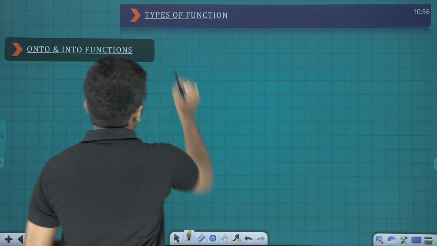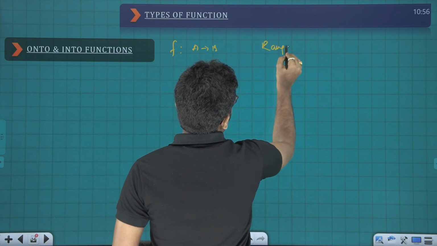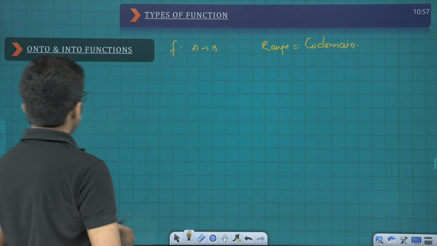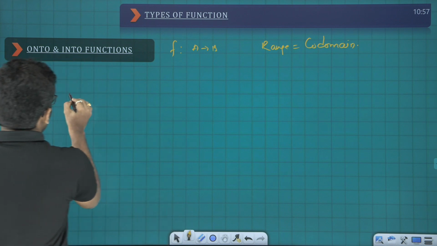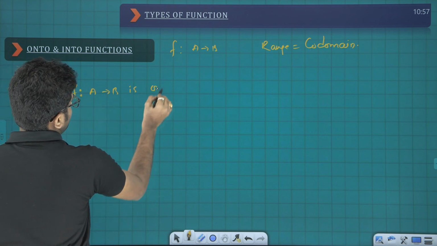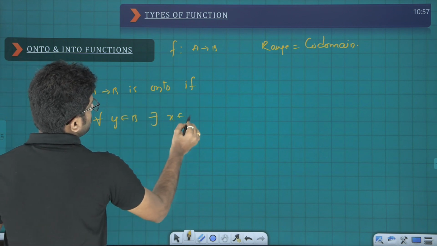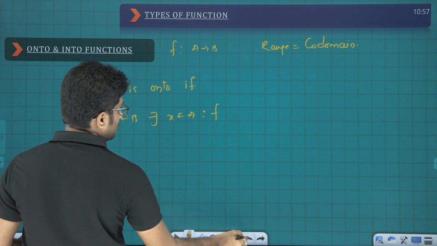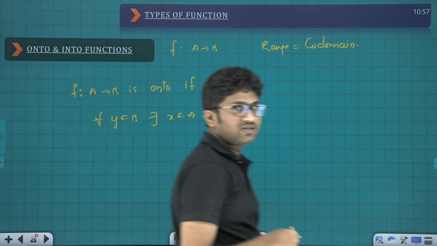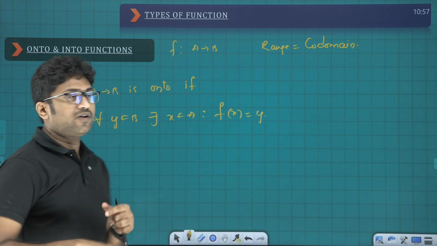Onto function means, in simple words, a function f maps from A to B is said to be onto if range is equal to codomain. That's it. If the range of the function is equal to its codomain, then it is an onto function. That means f maps from A to B is onto if for all y belongs to B, there exists x belongs to A such that f of x is equal to y. Then we say such a function is called an onto function. If a function is not onto, then it is into.